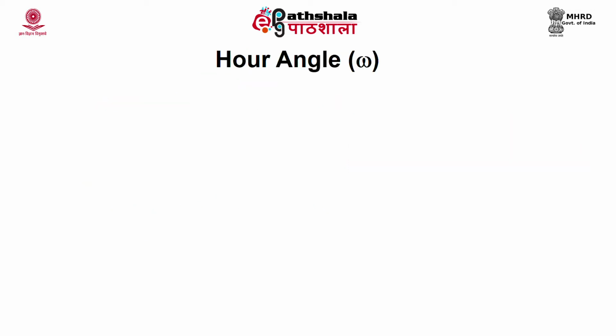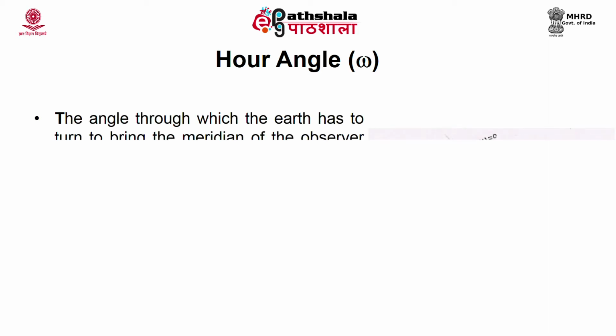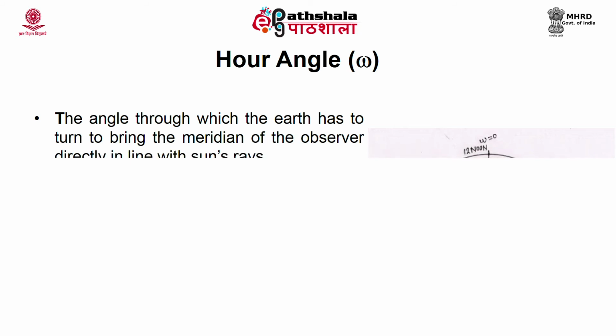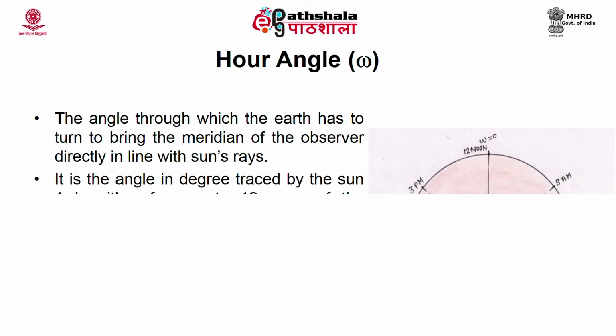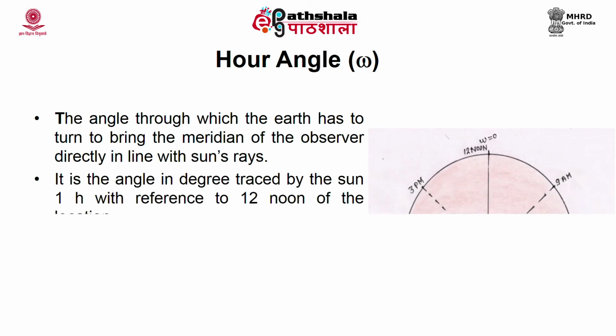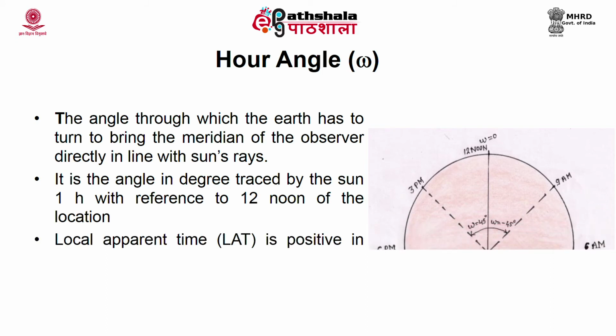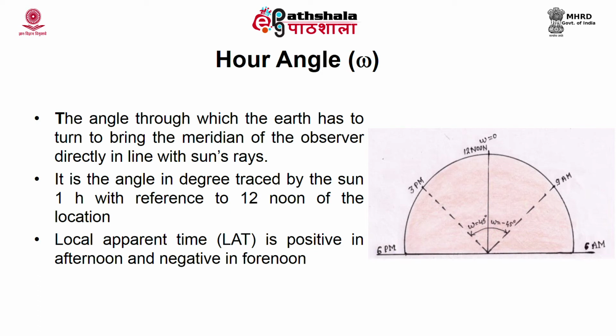Now, the hour angle, it is denoted as omega. It is the angle through which the earth has to turn to bring the meridian of the observer directly in line with the sun's rays. It is an angular measure of time. This is the angle in degrees which is traced by the sun in 1 hour with reference to 12 noon of the location, and the convention of measuring it is that noon is based on local apparent time. It is positive in the afternoon and negative in the forenoon.